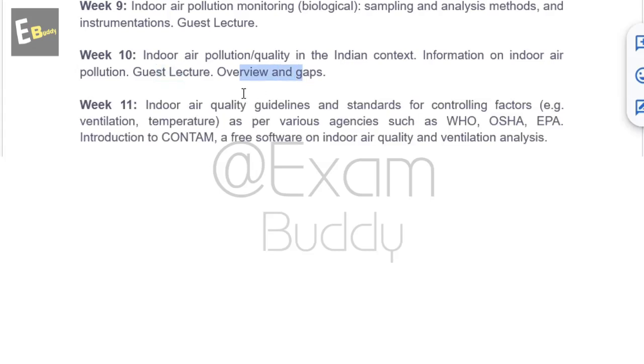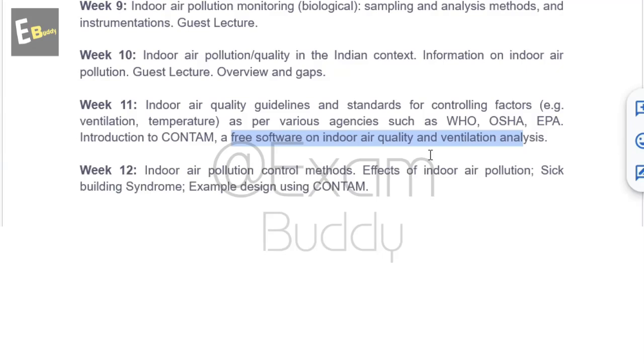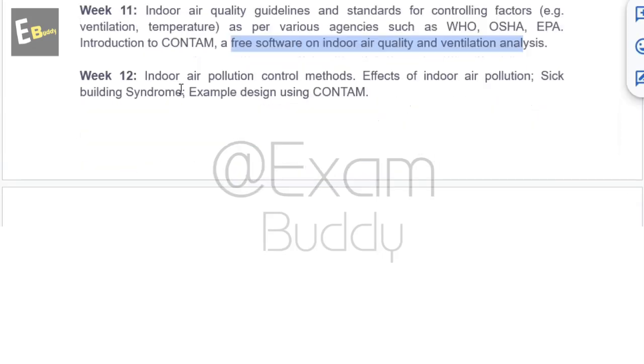And in week 11th, you have to study indoor air quality guidelines and standards for controlling factors, example ventilation and temperature, as per various agencies such as WHO, OSHA, EPA, introduction to Quantum, a free software on indoor air quality and ventilation analysis. And in week 12th, you have to study indoor air pollution control methods, effects of indoor air pollution, and sick building syndrome, example design using Quantum. So these are the official syllabus topics of our indoor air pollution course.